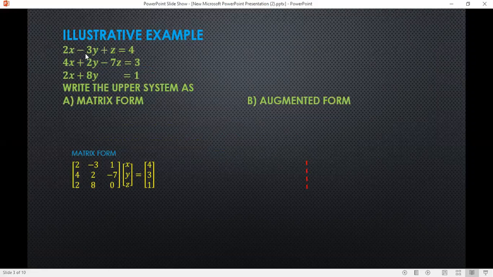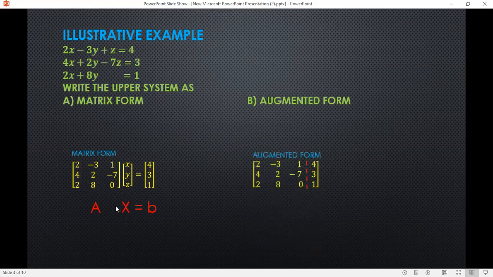As you see here, we have 2, -3, 1, 4, 2, -7, 2, 8, and 0, as there is no z here, or z does not exist. And a column vector to represent the variables x, y, and z is equal to a column matrix to represent the constants 4, 3, and 1. Okay, then we say that Ax equals b is called the matrix form of a system of linear equations in different variables.